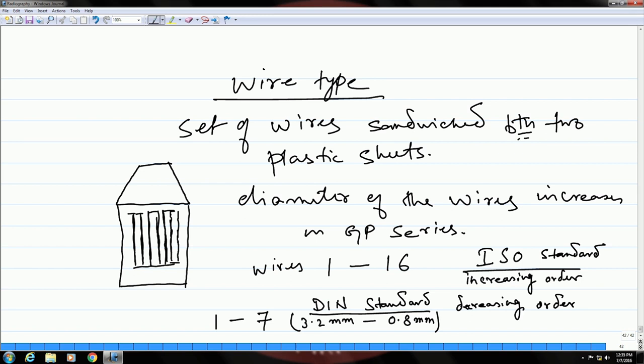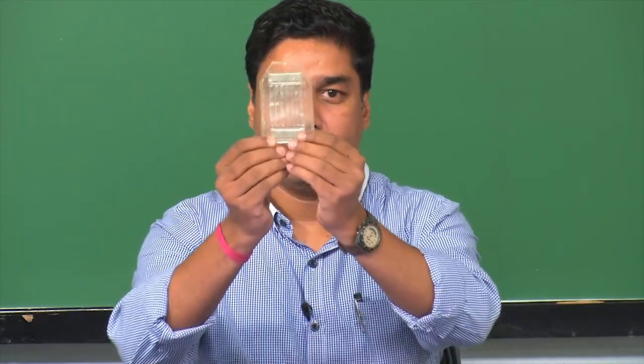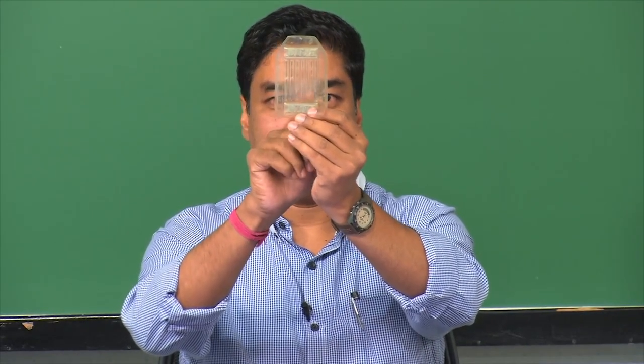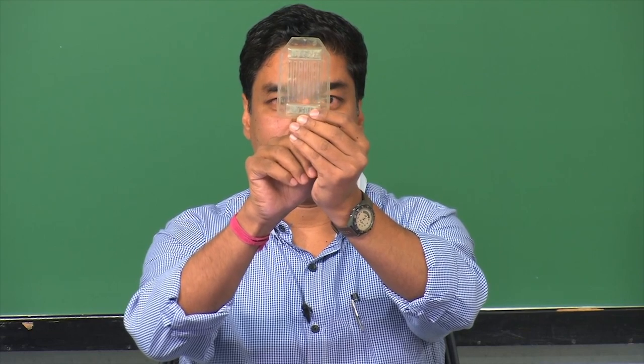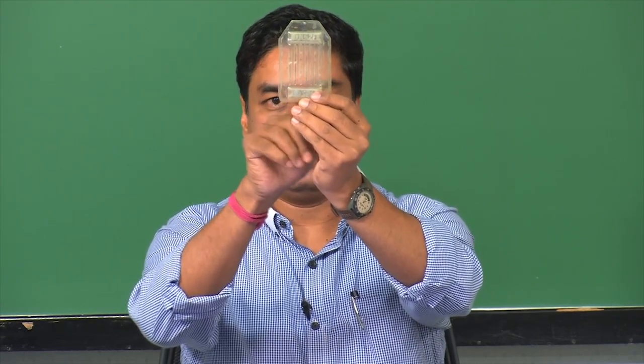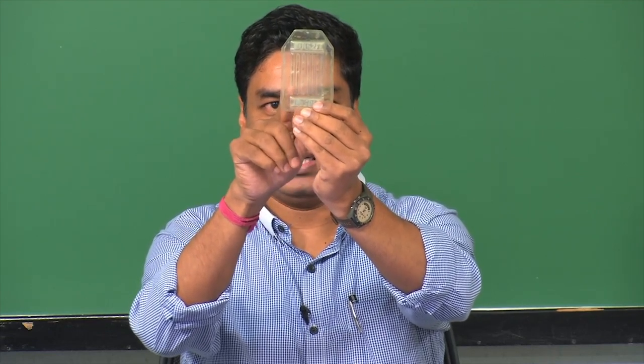Okay. So, this is again a small piece like this, what I am holding over here. So, as you could see, there are a number of wires, 7 wires you can see here, 1, 2, 3, 4, 5, 6, 7, and you would also be able to see as you increase the number of the wires, in this case the diameter increases.